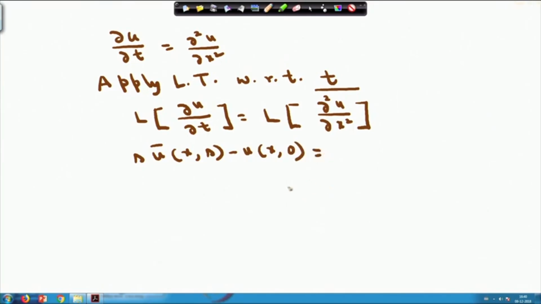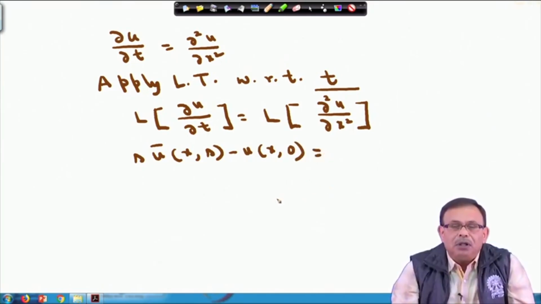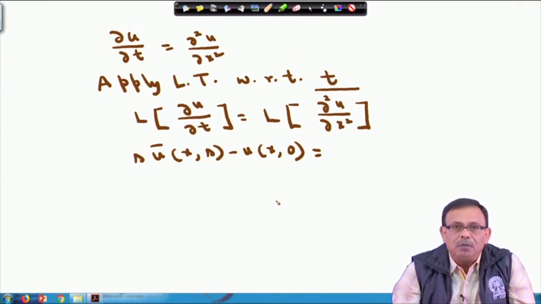If you have noted, for the Laplace transform, the formulas for the Laplace transform of del u by del t and of del square u by del t square are fixed. Whereas for the Fourier transform, Fourier cosine or Fourier sine transform, it is not fixed; it depends on the variable, it depends on the particular values. Therefore, we are always evaluating the integral.